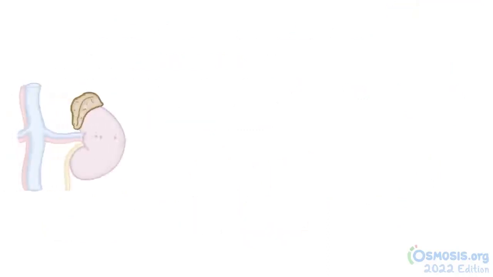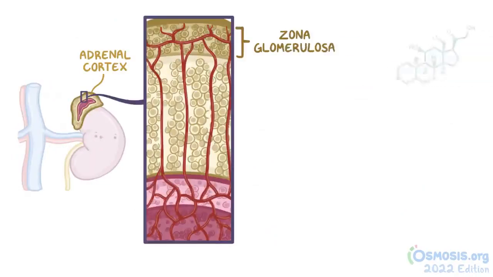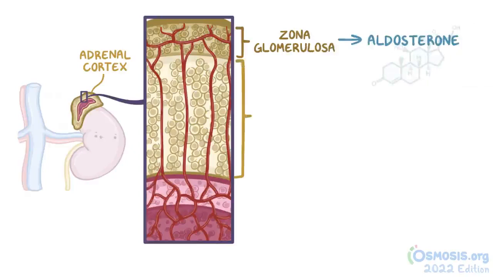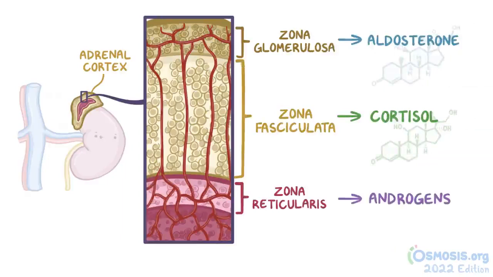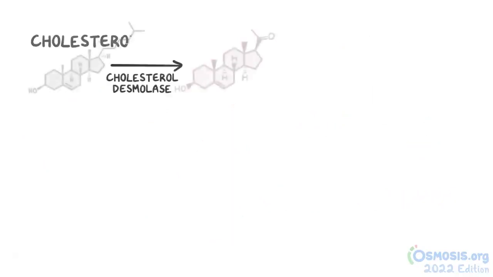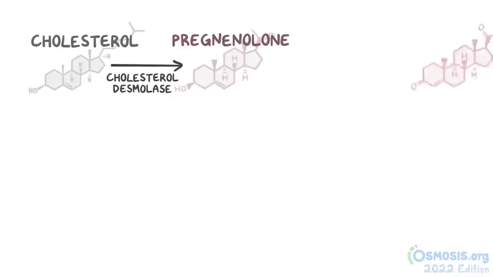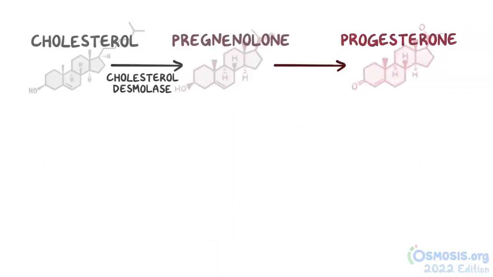Adrenal steroid hormone production takes place in the three layers of the adrenal cortex: the zona glomerulosa, where aldosterone synthesis takes place, the zona fasciculata, that's in charge of cortisol production, and finally, the zona reticularis is where androgens are made. Okay, now the first step for the synthesis of all three adrenal hormones is when cholesterol desmolase converts cholesterol to pregnenolone. In the zona glomerulosa, pregnenolone is first converted to progesterone with the help of 3-beta-hydroxysteroid dehydrogenase, or 3-beta-HSD.